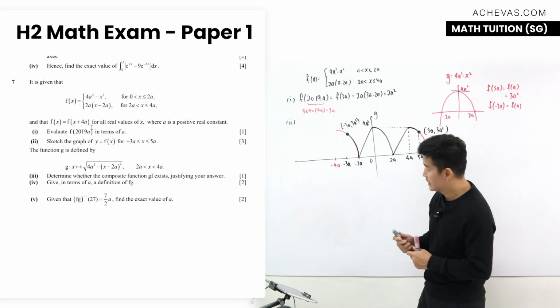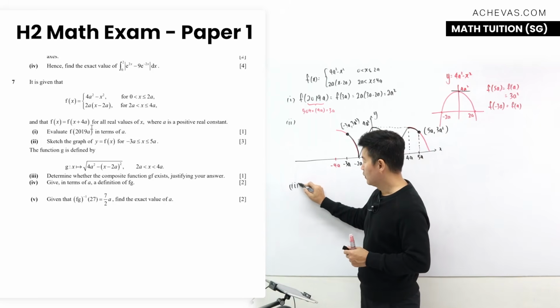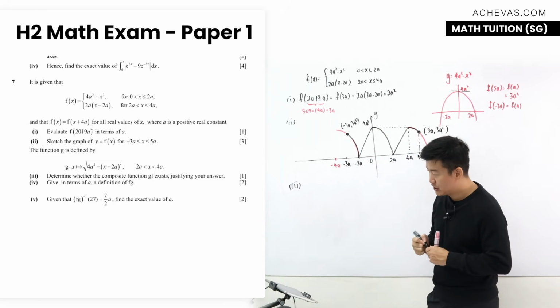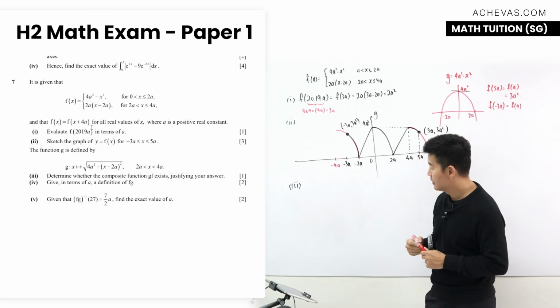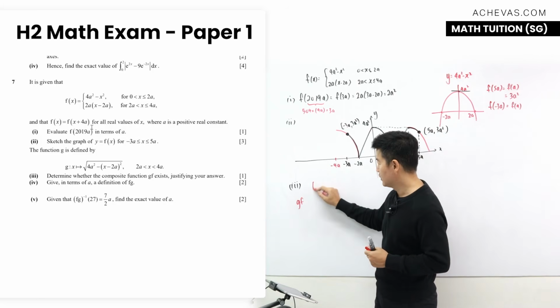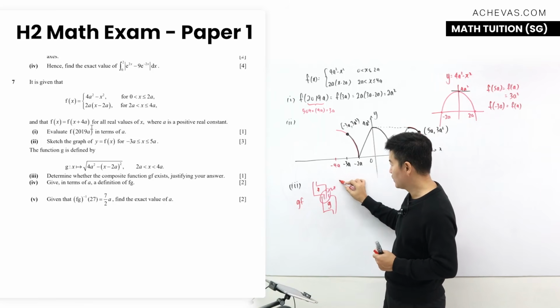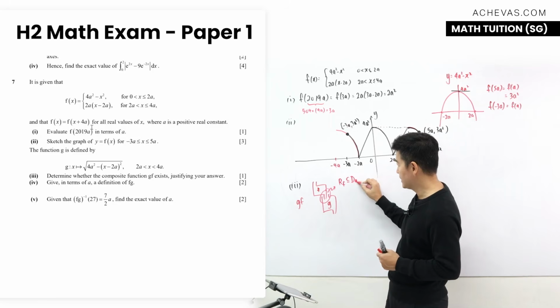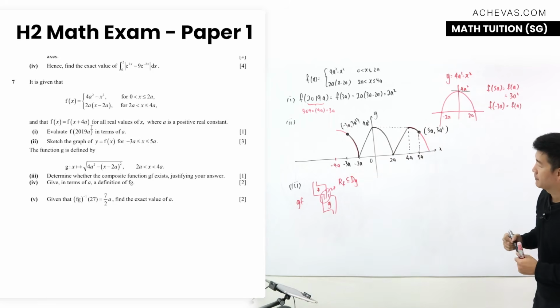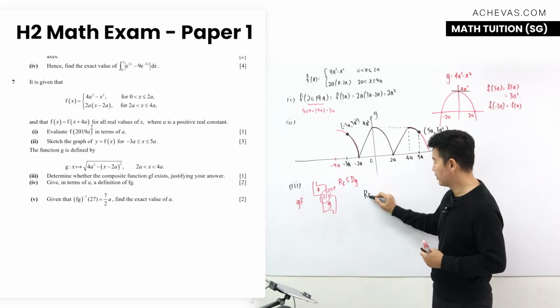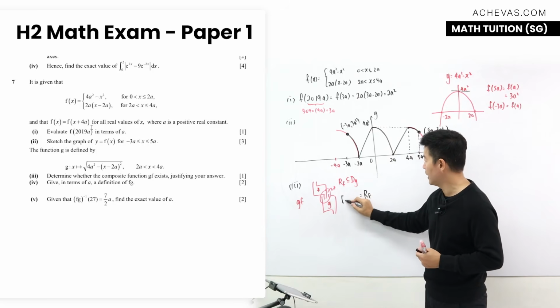Then part 3, we want to determine if the composite function GF exists. So for GF to exist, we are going to use back the same schematic. So the input will first go into F, then after that into G. So for GF to exist, we want to check that whatever comes out from F, they must be entirely received by G. So what is the range of F? From the graph, I can see the range of F is going to be from 0 to 4a squared.